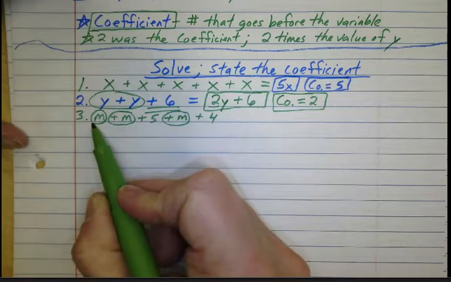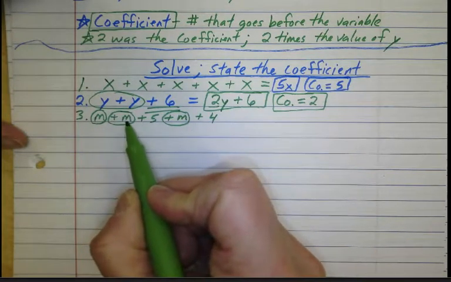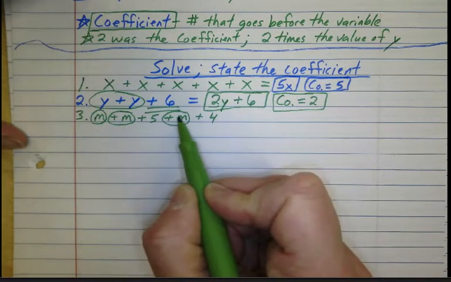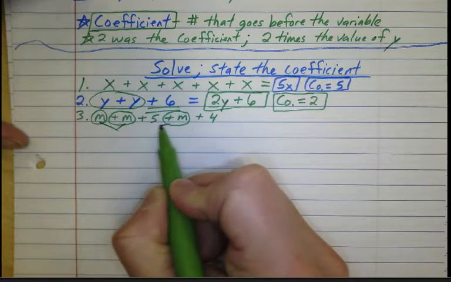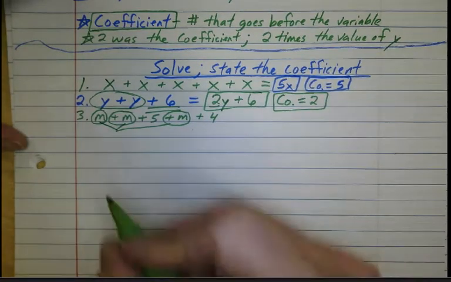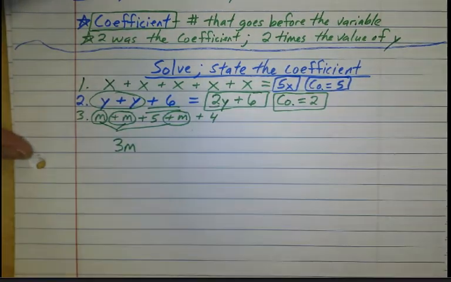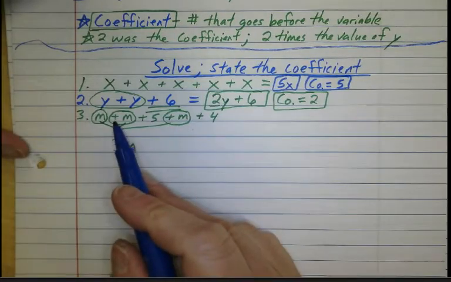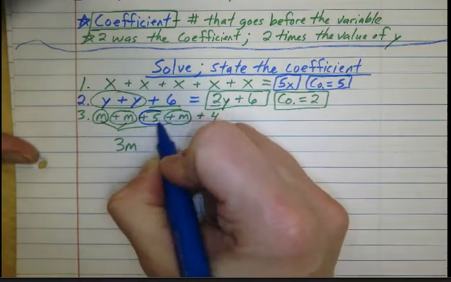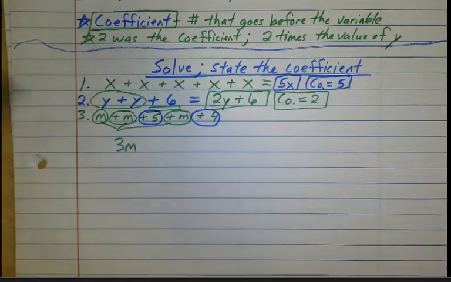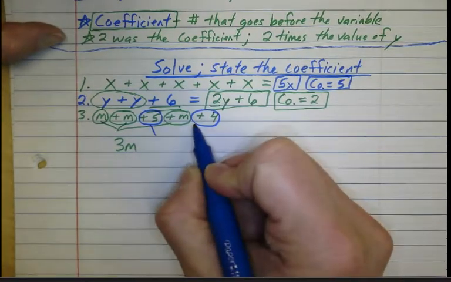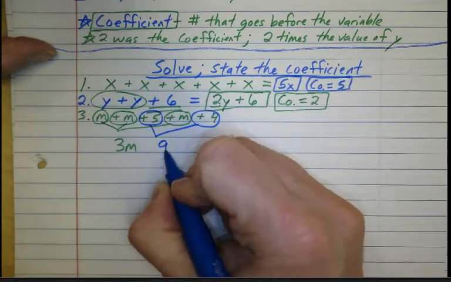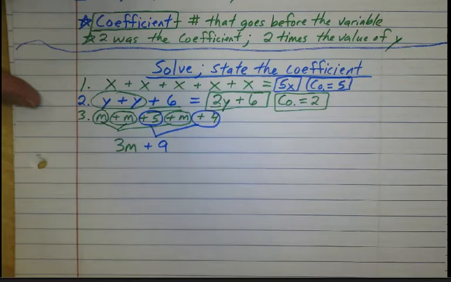I'd like you to circle the sign with whatever comes behind it because it tells you what to do with this m. This plus tells you to add. This plus tells you to add. So when I combine these three m's together, that gives me 3m. Those would be my apples. Then my oranges would be the +5 and a +4. They are just numbers. So when I add a +5 and a +4, that gives me 9. So I have a +9.